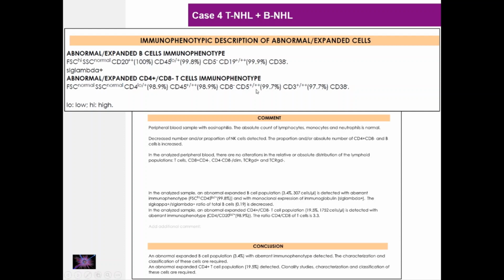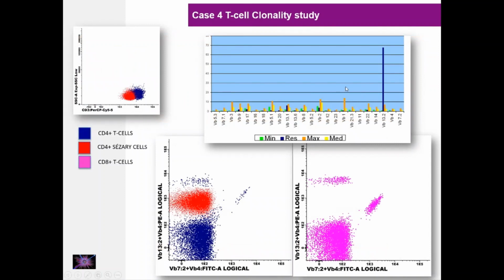CD5 expression is a little bit reduced as well, and they are CD38 negative. And here they recommend a full characterization of both these clones. I can tell you that for the B cell clone, it was a lymphoplasmacytic lymphoma, and moving to the T cell clone, I can show you here that these cells are represented in red.